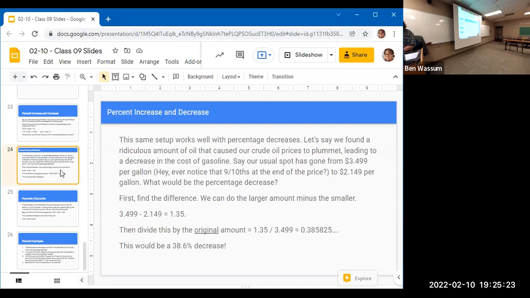You end up with this long string of decimals. 0.385825, and so on. You don't quite need it nearly that far. So you convert it to a decimal. Depending on the question, you can round it pretty nicely. I rounded it to the first decimal point after that. So it ends up being a 38.6% decrease, which would be nice.